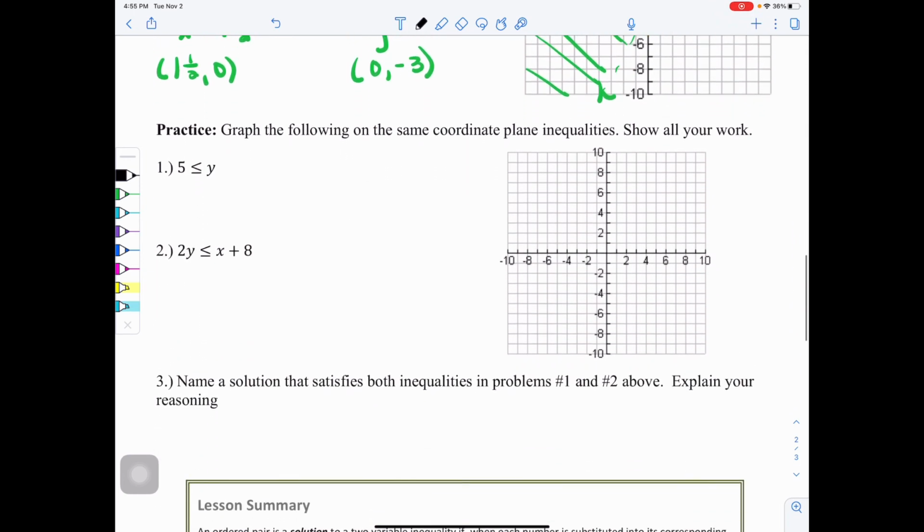So in the last section of our notes, I would like you to do a few practice questions. It says, graph the following on the same coordinate plane. Graph the inequalities on the same coordinate plane and show all your work. So you see number 1 and number 2 there. And then number 3 wants you to name a solution that satisfies both inequalities in problems 1 and 2 above and explain your reasoning. So at this time, I'd like you to pause the video and try these 3 practice questions by yourself. And then when you're ready to check your answers, you can resume.